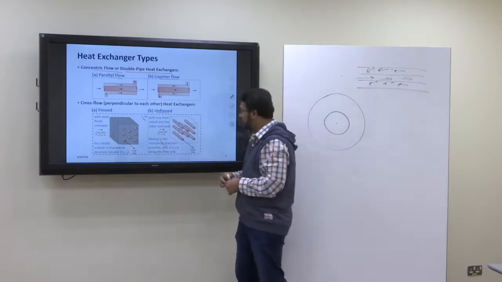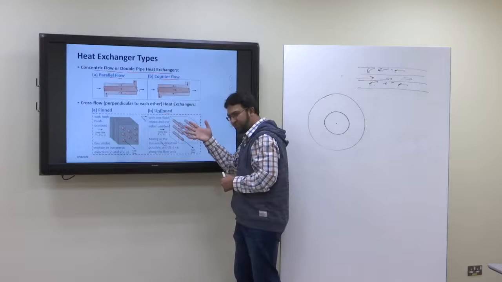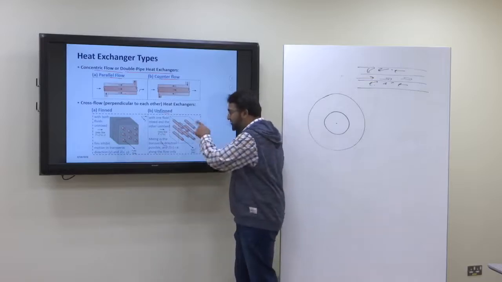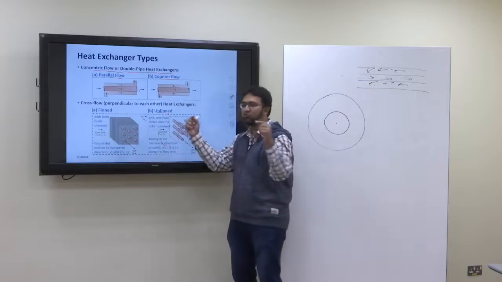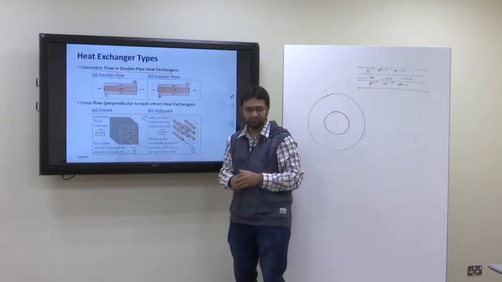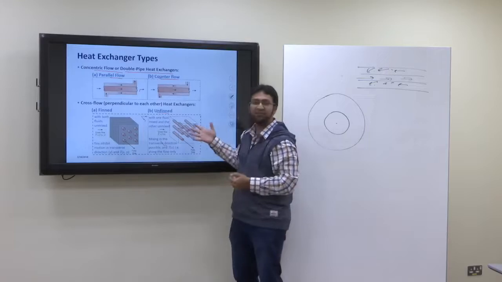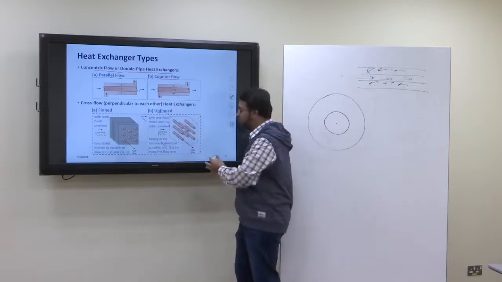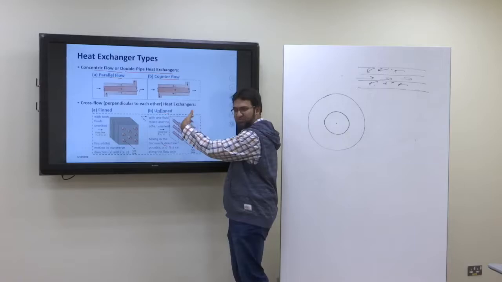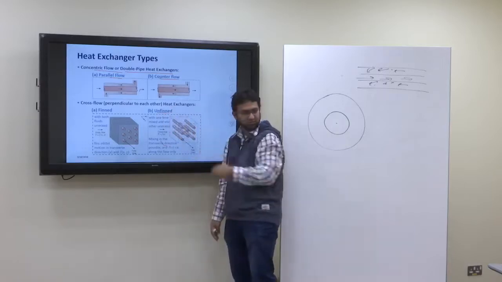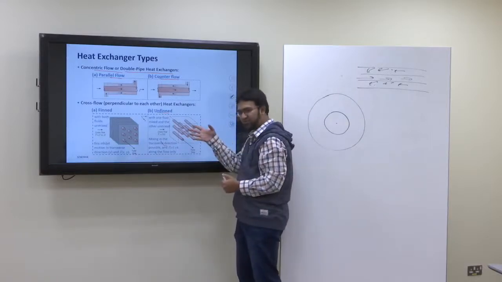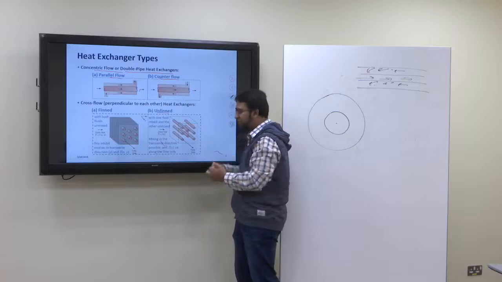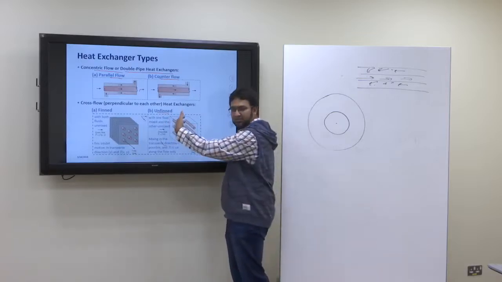If you see here, one flow is through the pipes, and these pipes are separated. So the flows in the pipes do not mix with each other. So the flow through the pipe is unmixed, but the flow of air is mixed, because the air can mix with itself while moving in the cross flow direction, right? So this is one flow unmixed, this side flow mixed.